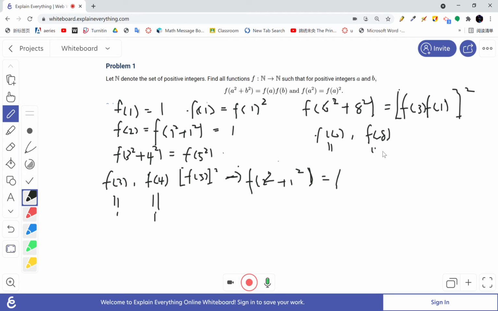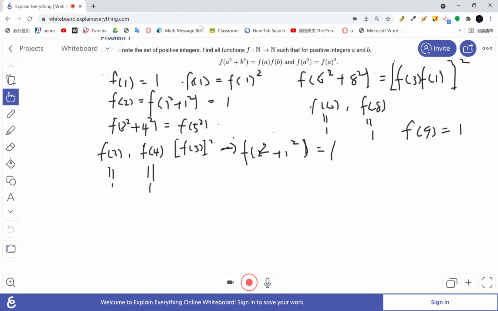And f of 9 is also equal to 1, because f of 9 is equal to f of 3 squared, which is equal to f of 3 squared, which is equal to 1, because we know that f of 3 is equal to 1. So now, it's time for the induction.